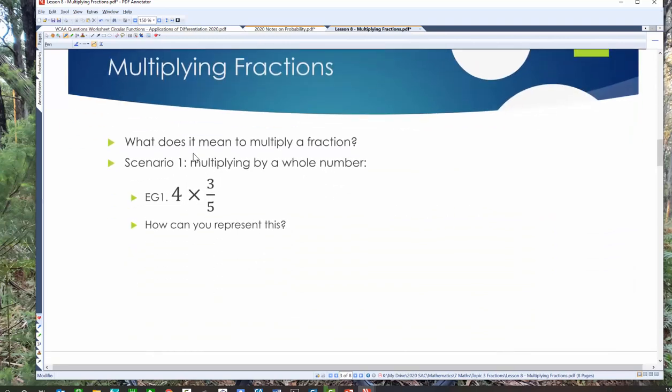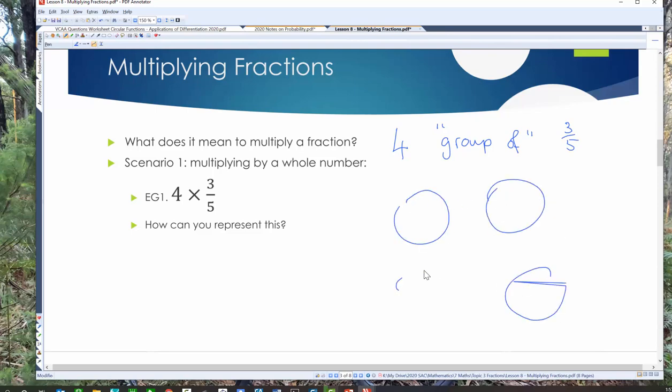So here is the first scenario. What does it mean to multiply a fraction? In this case, we're multiplying by a whole number. So 4 times 3/5 means 4 lots of 3/5. I don't know about you, but in primary school, multiplying was taught as groups of 3/5. What we used to do was make 4 groups. So here's group 1, 2, 3, and 4. And in each group, we have 3/5.